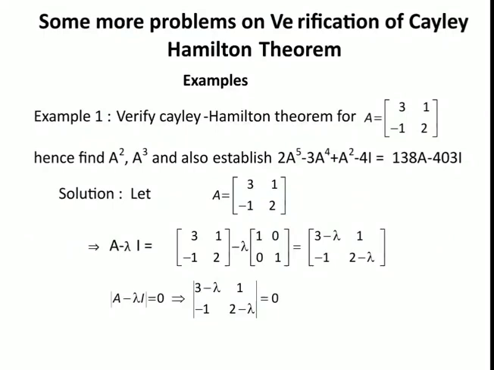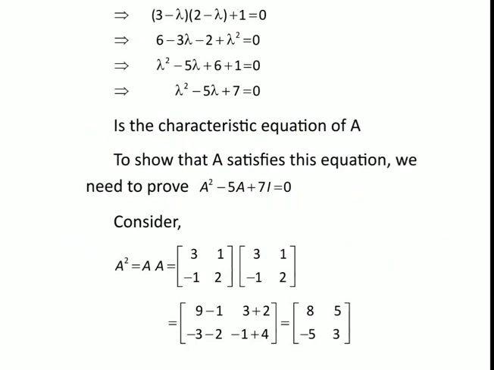Let us take A minus lambda I, which is matrix A minus lambda into matrix I, is equals to 3 minus lambda, 1, minus 1, 2 minus lambda, taking minus lambda to the diagonal elements. Determinant of A minus lambda I equals 0 implies determinant of 3 minus lambda, 1, minus 1, 2 minus lambda is equals to 0. Expanding this, you will get 3 minus lambda into 2 minus lambda plus 1 is equals to 0. After simplification, you will get lambda square minus 5 lambda plus 7 is equals to 0, which is the characteristic equation of matrix A.